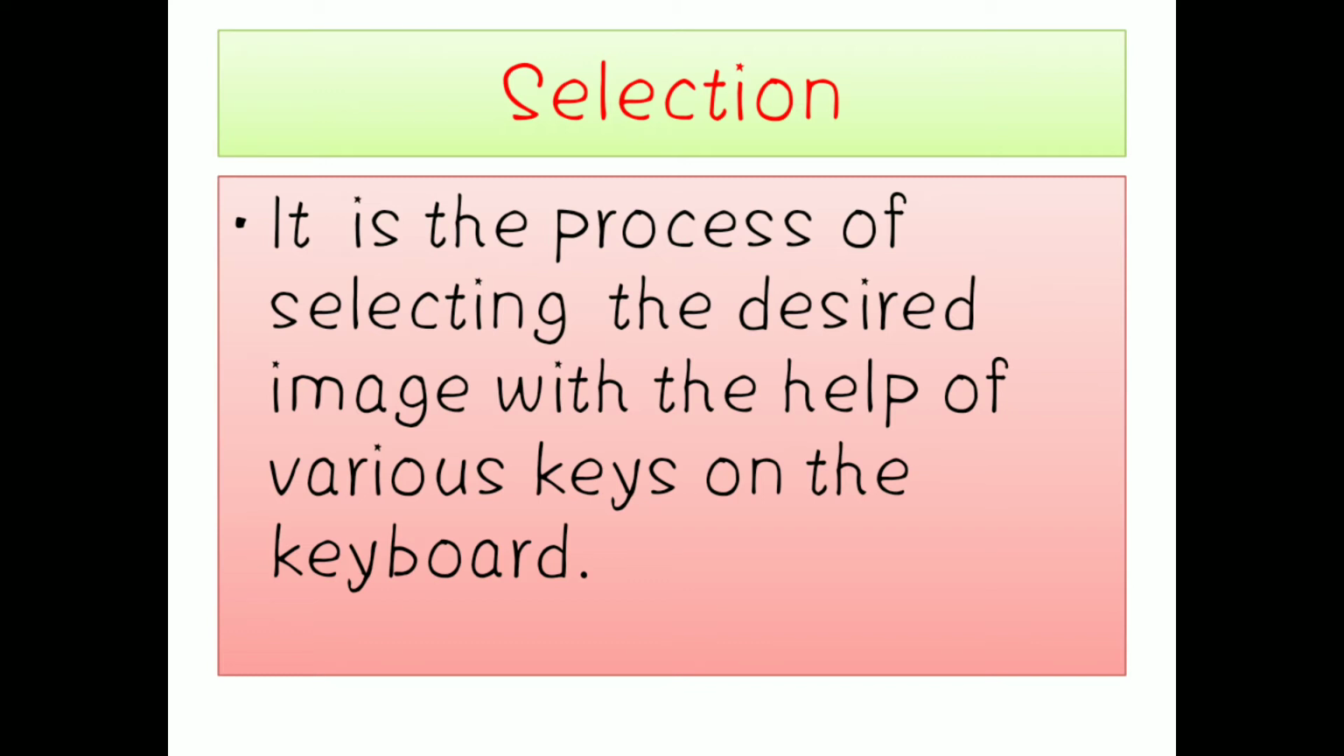So, first point is selection. So, what is meant by selection? Selection means, if there is a list of items, and from that, we select the one which we like, that is called a selection. Right? Here also, the same thing happens. Selection is a particular process of selecting a desired image with the help of keyboard and mouse. From the keyboard we can use various keys and select which particular image we want.